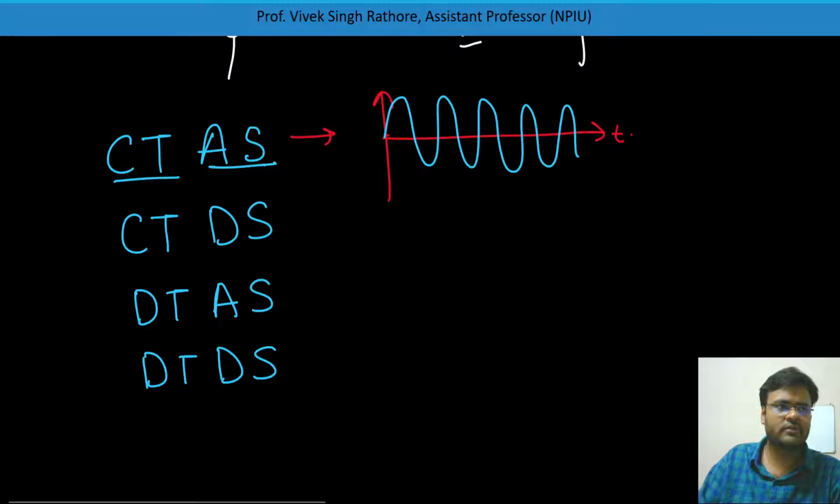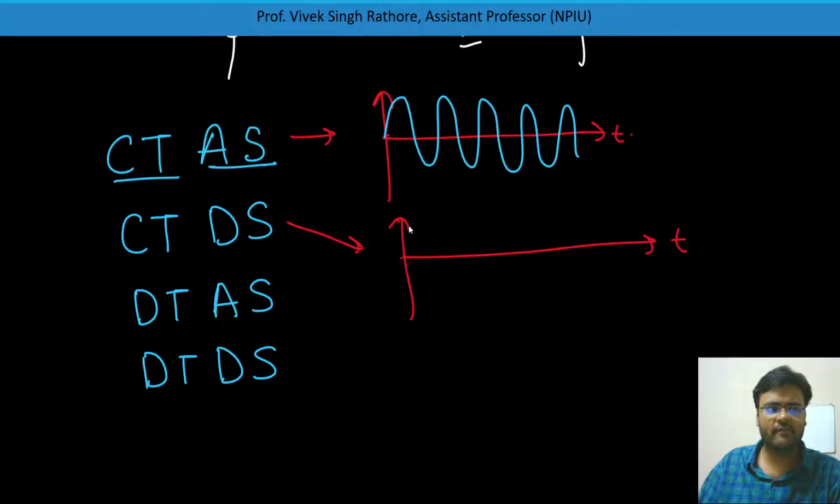Now we'll see another signal like this. Here we take continuous time, meaning every time value we can take, but amplitude we can take only discrete, digital values. So only two values we can take. Values will be like this, then like this, and so on. This type of signal is called a continuous time digital signal, because time is continuous and only specific values are taken.